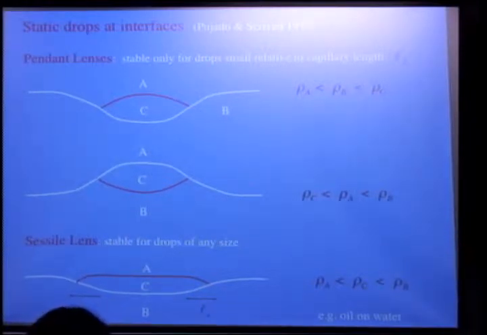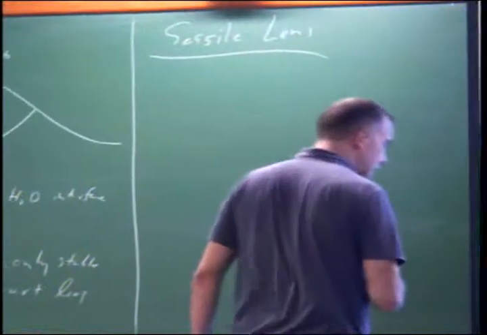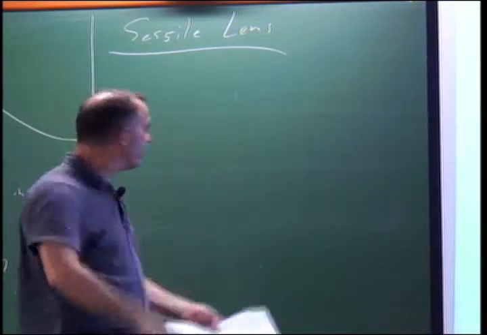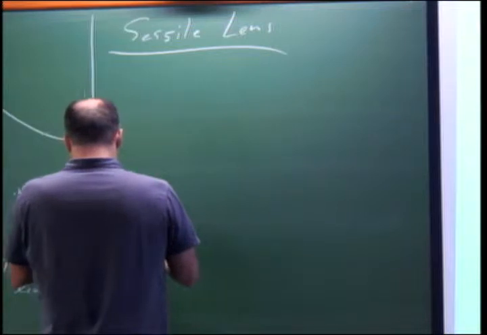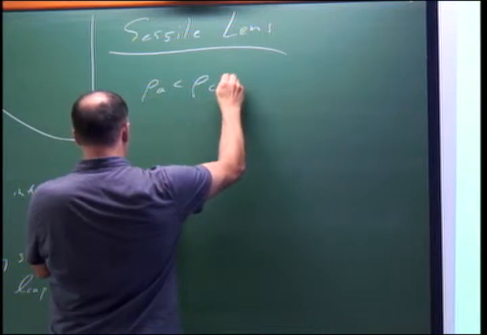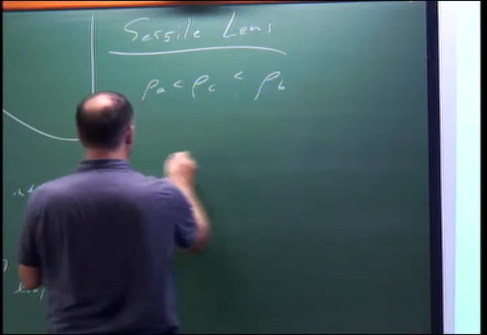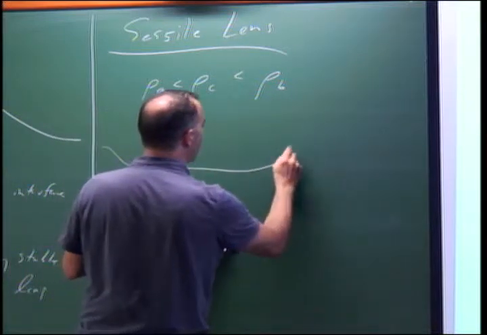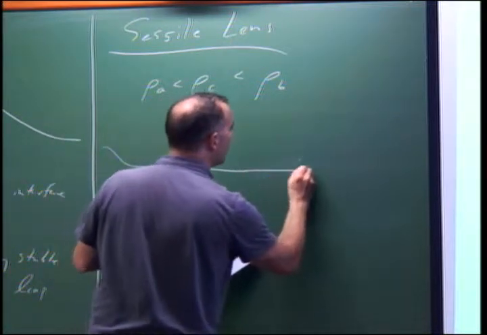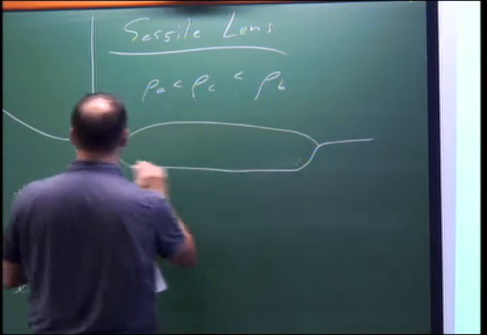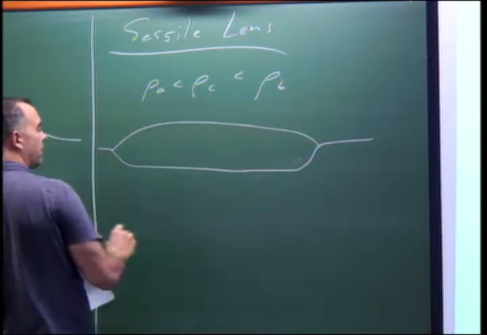Sessile, sitting on top of. Okay, so this is basically what we saw in the video. We there poured oil onto the surface of water. So this is rho A less than rho C. So again, the third phase now has intermediate density. So we get some situation which looks roughly like that.